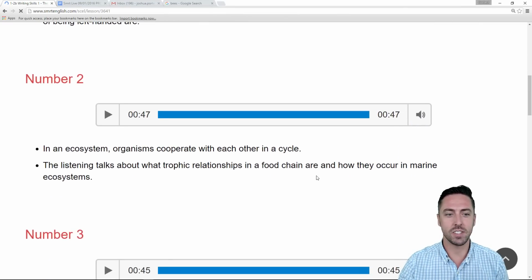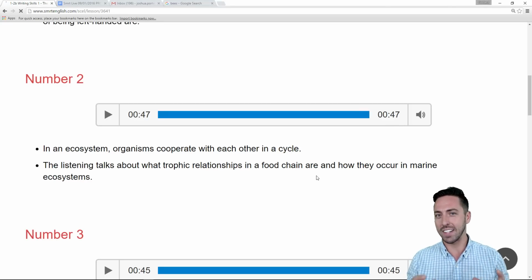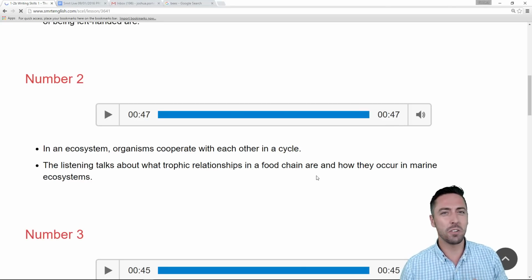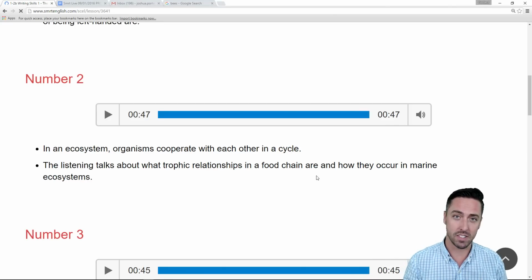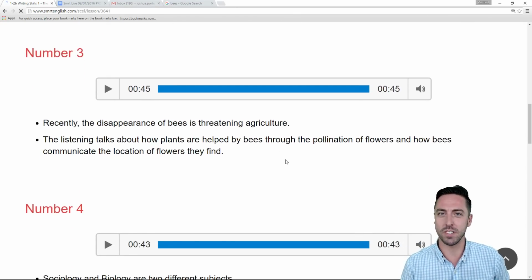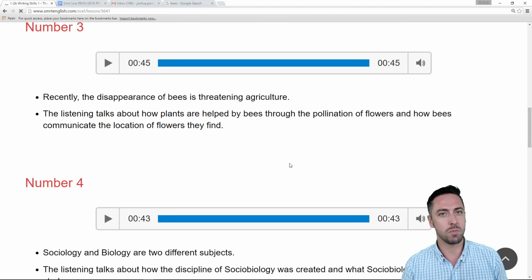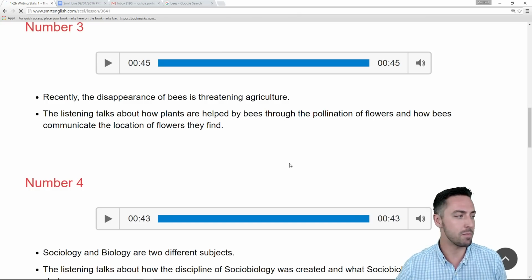The second example is about organisms cooperating with each other in an ecosystem. And we did hear trophic relationships. So it's a specific type of ecosystem, and it's a specific aspect of that ecosystem, but we still don't know what the thesis is. So all of these were general statements introducing the topic. Number 3 was about the disappearance of bees and the effect on agriculture, which, if you remember, is anytime we grow food, we grow crops like wheat or corn for feeding animals and people. So that's the general idea, but we don't yet know what the thesis statement is.